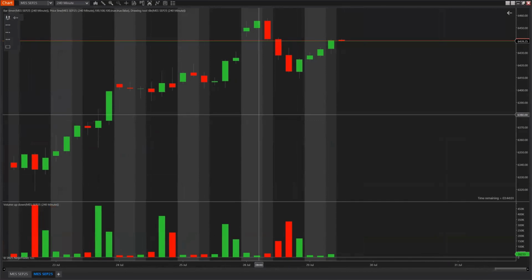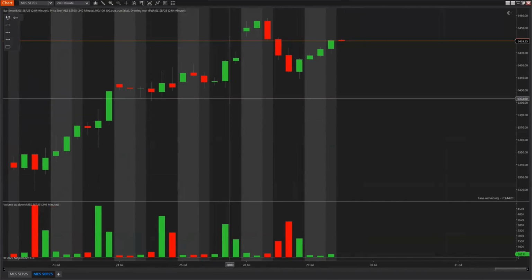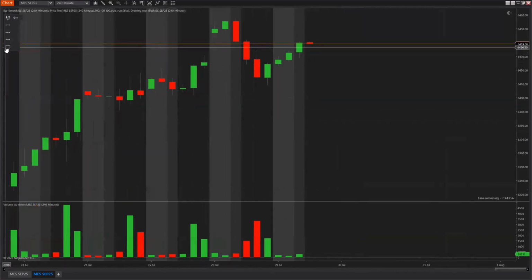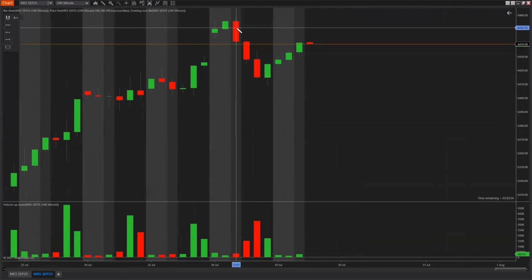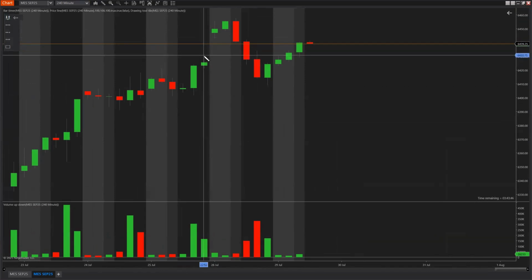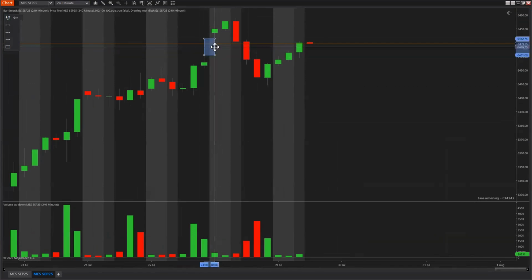First of all, we need to see a break of structure. It needs to be made of an engulf. We need to see follow through. We need to see consolidation within the move. For example, this move right here, you can see it's an engulf. There is follow through. Could you say that it broke structure? It's not the cleanest, of course, because we have this gap up here.